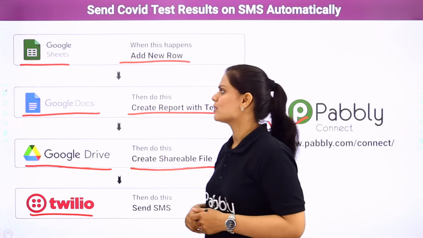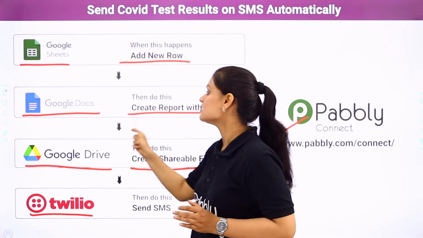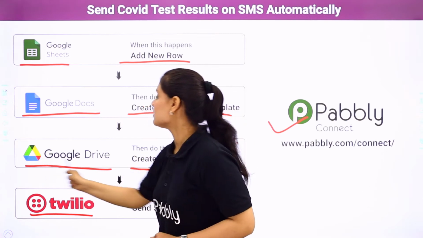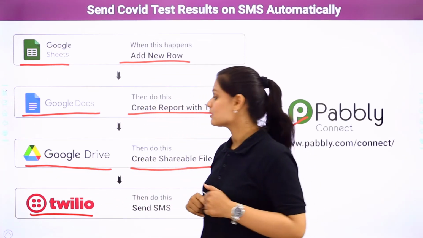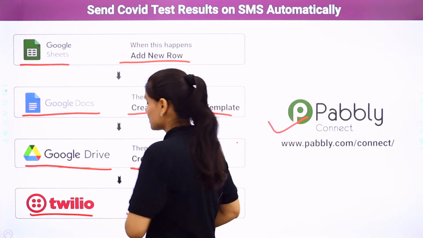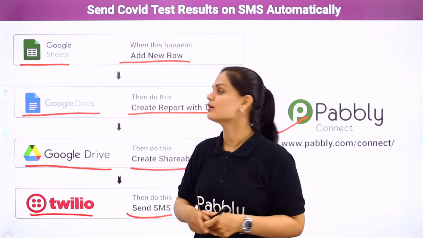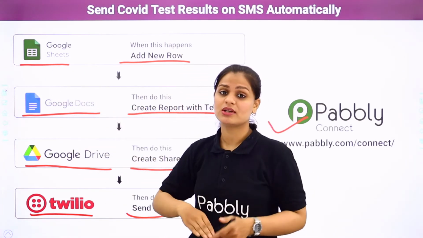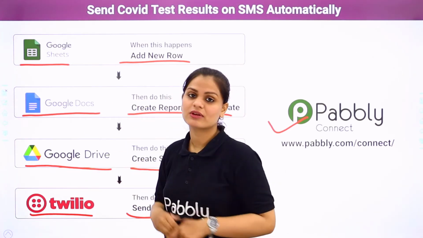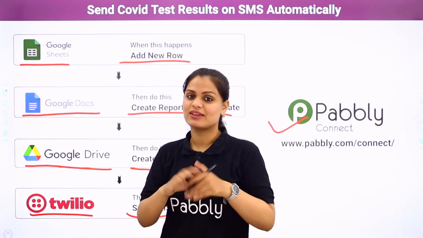So the gist of the process is, every time you enter the data of a patient into Google Sheets, a report will be generated with that same data. Once the report is generated, it will be saved into Google Drive. After it is saved into Google Drive, a message will be sent to the patient's SMS automatically. Isn't it wonderful that just with the help of Pabbly Connect, we are reducing the manual task of performing 4 activities. We have connected all these software applications, reduced our repetitive work and saved our time.